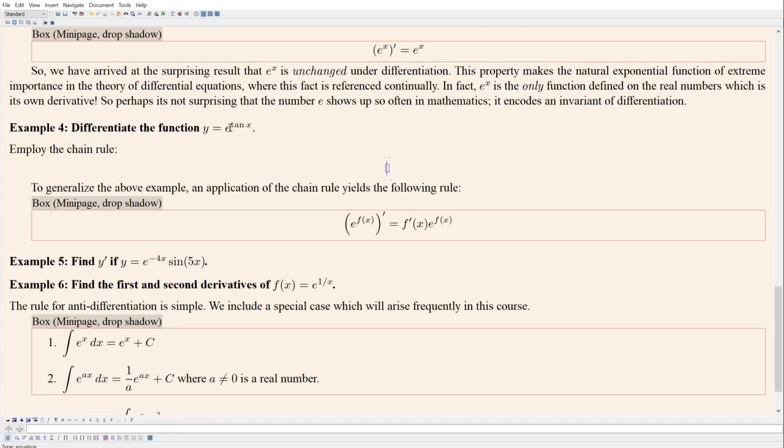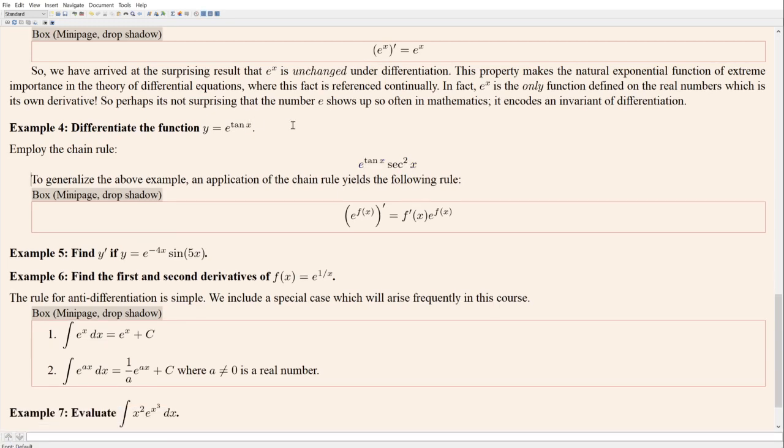So first we differentiate the exponential, but as we know, differentiating the exponential does nothing. So that's that. Then the chain rule tells us we have to multiply by the derivative of whatever was inside the function. So in this case, we have to multiply by the derivative of tan, which is secant squared. So that's it.